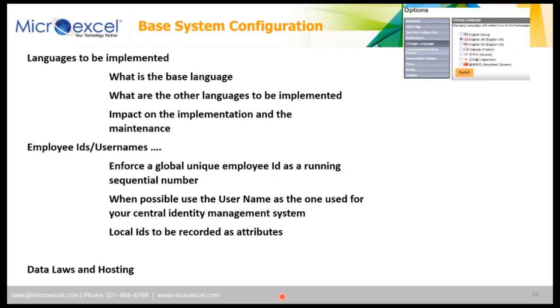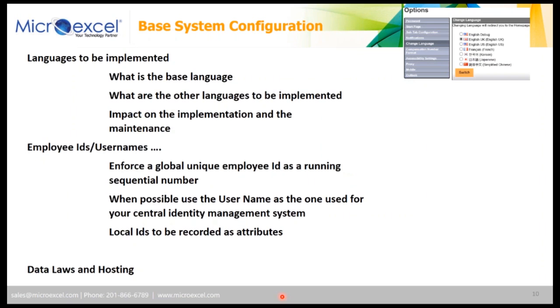But because we are dealing, depending on your populations, depending if they're all English speakers, or you may have some populations that don't speak English but you still want to roll out self-service, you may have to implement other languages. And of course that is going to impact your implementation, because you're going to have to define which functions you want to have translated, which codes you want to have translated.